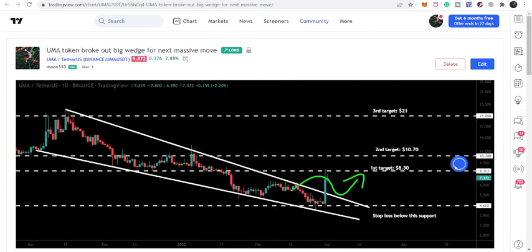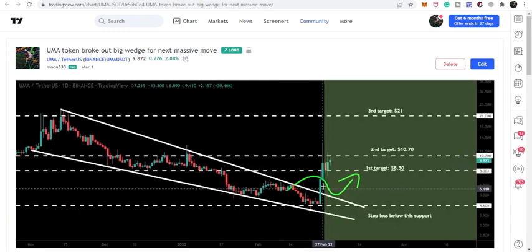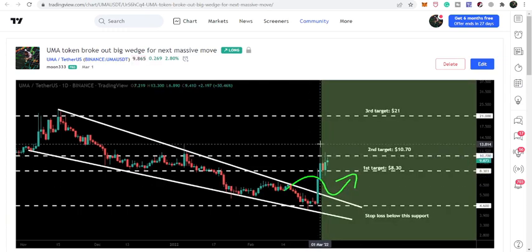Now, after playing the chart, we can see that the price line has so far rallied up to here, that is $13.30. So that is more than 80% pump since I have published this chart.